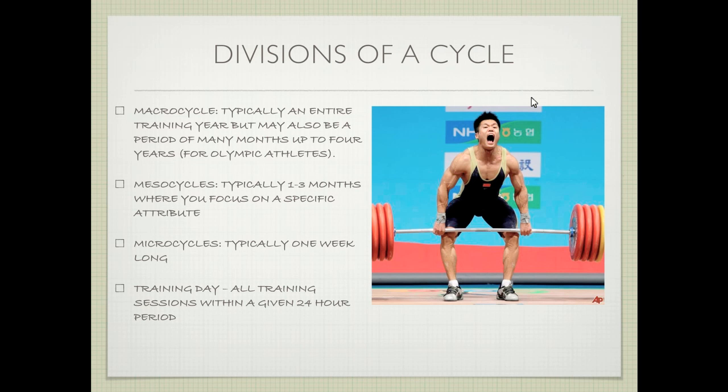So if we were to divide a training cycle up, a whole entire year of training or a whole athletic season, we call that a macrocycle. You're going to divide that into 1 to 3 month periods, which we would call mesocycles. And in those mesocycles, you're typically focusing on a specific attribute, whether it's strength, power, hypertrophy, or endurance. Then every week of training is going to be a microcycle. And of course, you have a training day, which is all training sessions within a given 24-hour period.